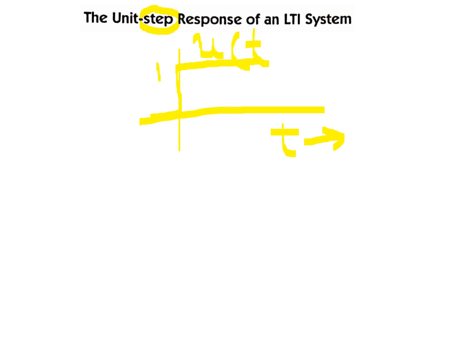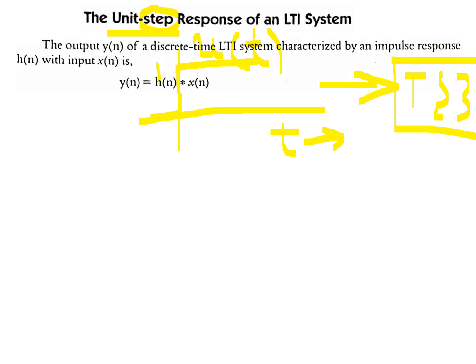If this is the input for a given system, what is the response? When the unit step is the input, what is the response? That is called the unit step response. How do we find the unit step response for a given system using the impulse response? It's a very simple procedure. You can see the steps are explained here. It is self-explanatory. Please go through this.